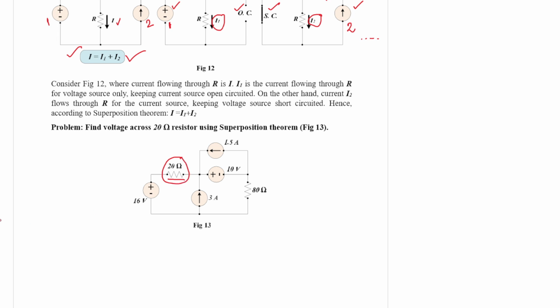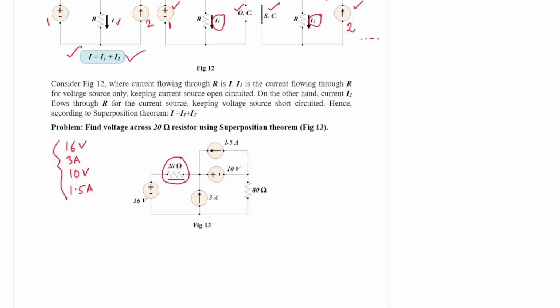So we have four sources. One is a 16 volt voltage source. The second one is a 3 ampere current source. The third one is a 10 volt voltage source, and the fourth one is a 1.5 ampere current source. So we have four energy sources present, and we need to evaluate what will be the voltage across this 20 ohm resistor.